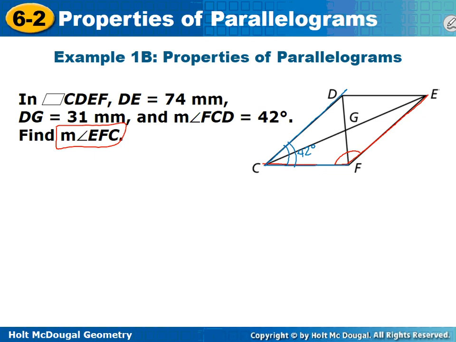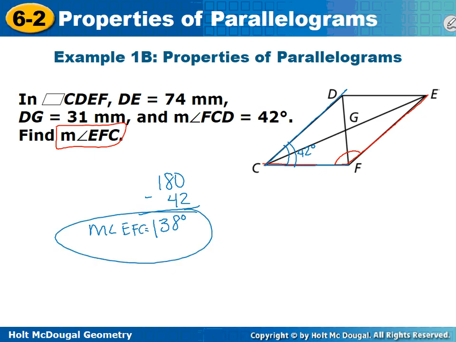Very good. I don't know if you guys could hear Elijah, but he said we know that consecutive angles are supplementary. So that means we know that these two angles should add to be 180, which means we can just simply do 180 minus 42. And what do we get? 138. And that's the measure of angle EFC. Make sure you're using correct notation so that you don't miss points. Any questions?